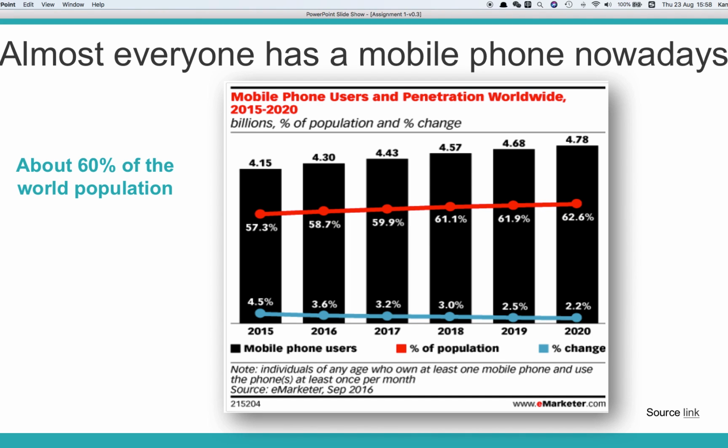Almost everyone has a mobile phone nowadays. As we can see, the account of mobile users will reach nearly 5 billion in 2020. It is about 60% of the world population. All these users are potential users for AI application.